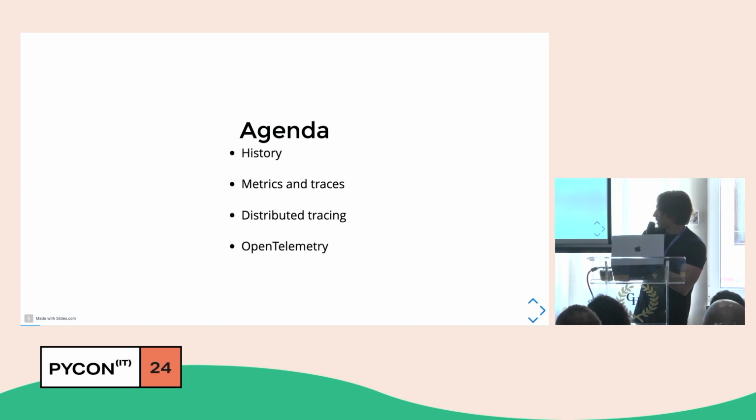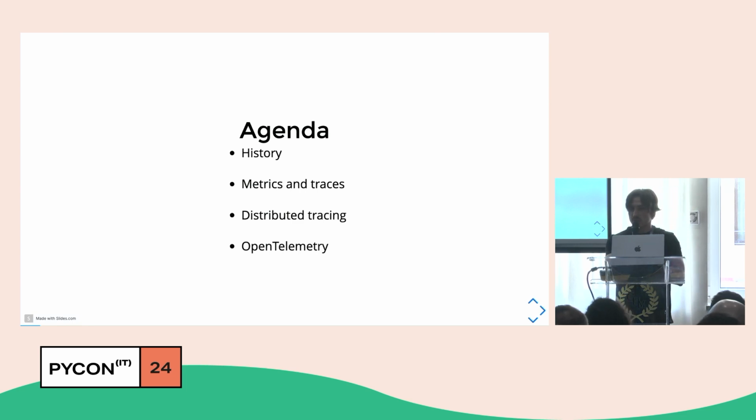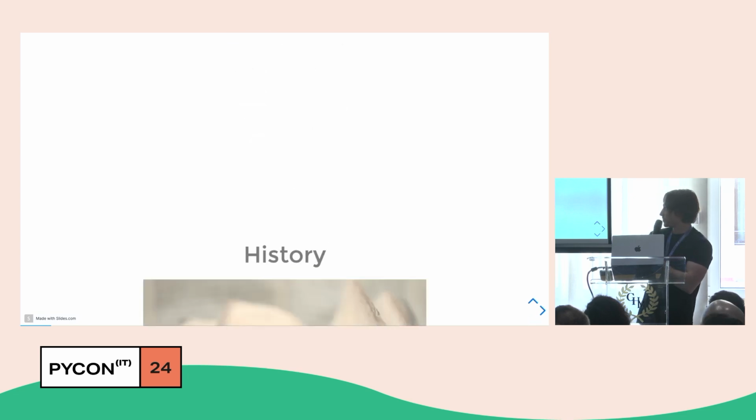Our agenda. So like I said, a little bit of history. I'm going to talk a little bit about metrics and traces, which is kind of more the newer observability stuff. We're going to talk quickly about distributed tracing and end on OpenTelemetry, which is the newest, best thing in observability.